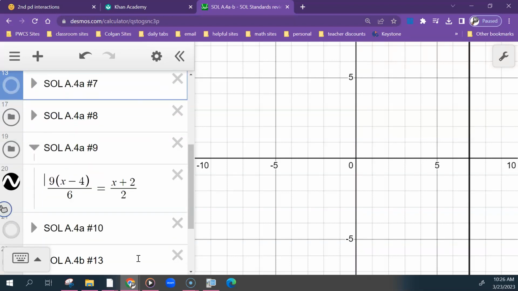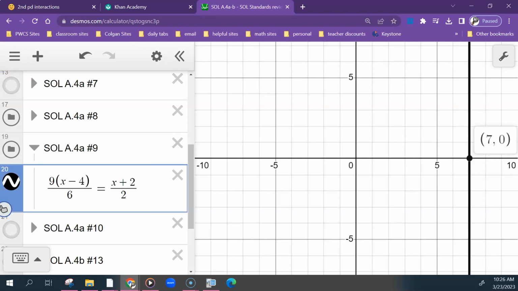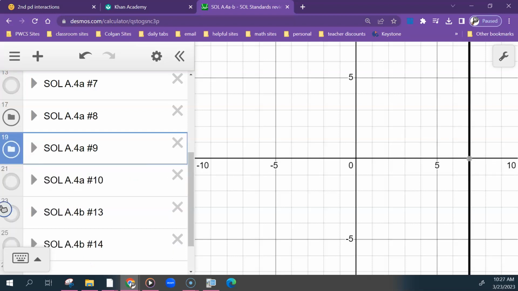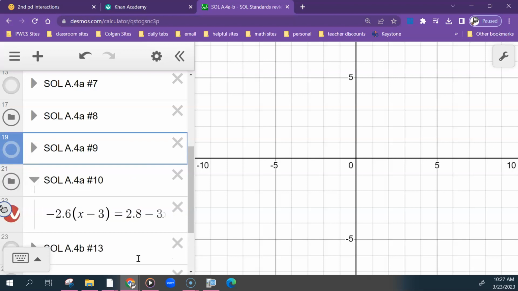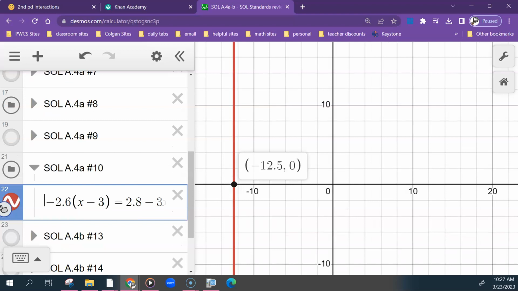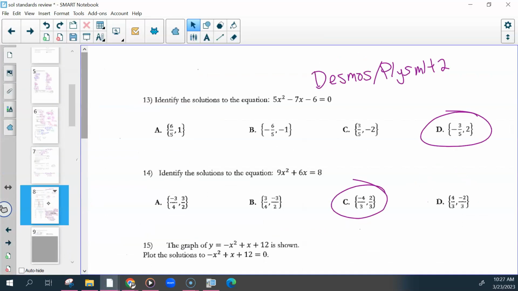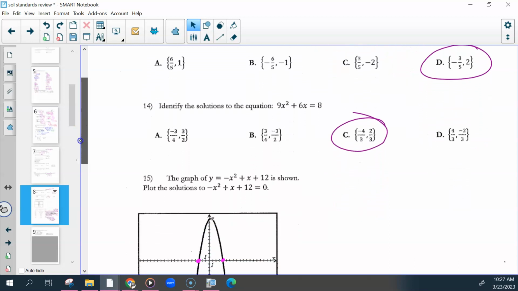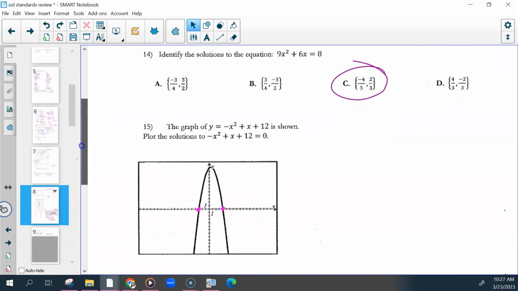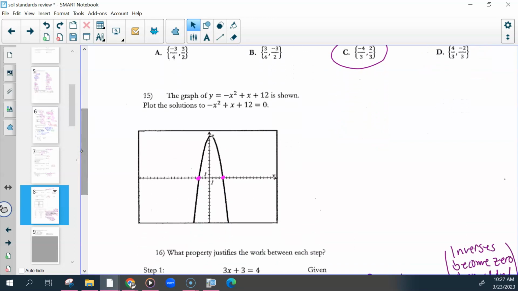9, you can put in both sides. It will give you that answer of 7. And then 10, you can put in both sides, but you may have to zoom out and figure out that it's negative 12.5. 13 was D. 14 was C. 15, you have to plot this solution, so where it crossed the x-axis, so that would be at these 2 points.